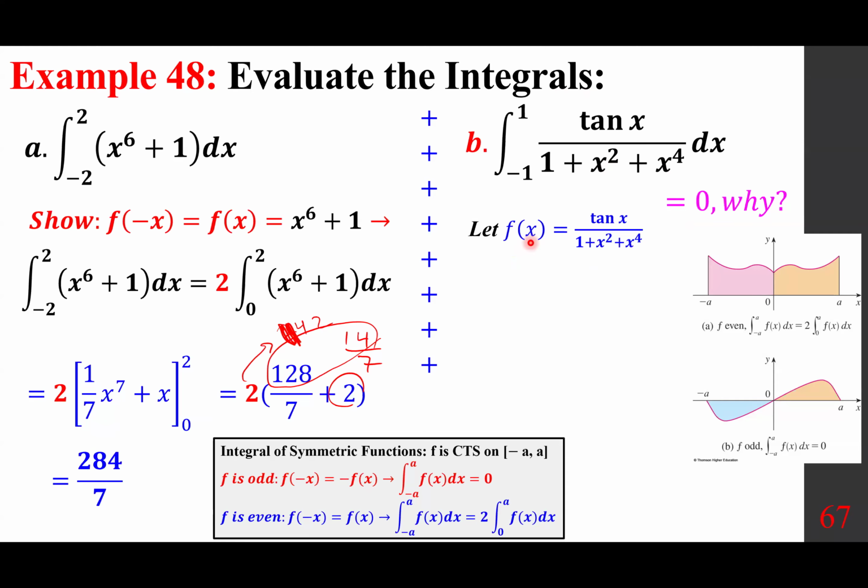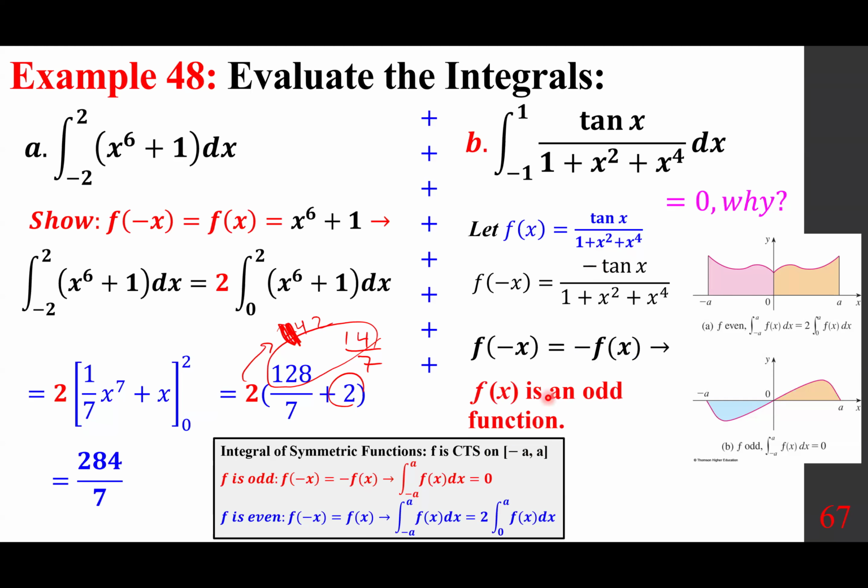So what is f of minus x? This is tan of minus x, which becomes minus tan x. This doesn't change. This minus x quantity squared is the same. Minus x to the power 4, since they are even, it's the same. I hope you recognize that tan of minus x is minus tan x, and therefore f of minus x equals minus f of x. F of x is an odd function. We proved the function is odd, therefore the integral from minus a to a, more specifically from minus 1 to 1, f of x dx is 0 in this case.